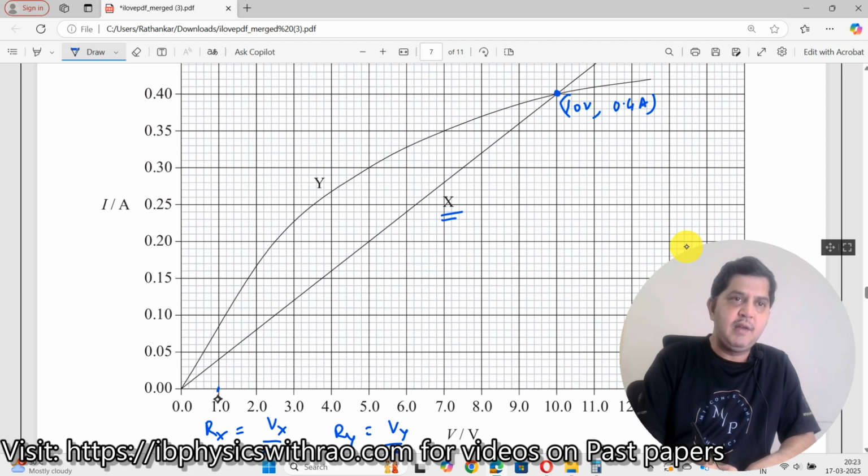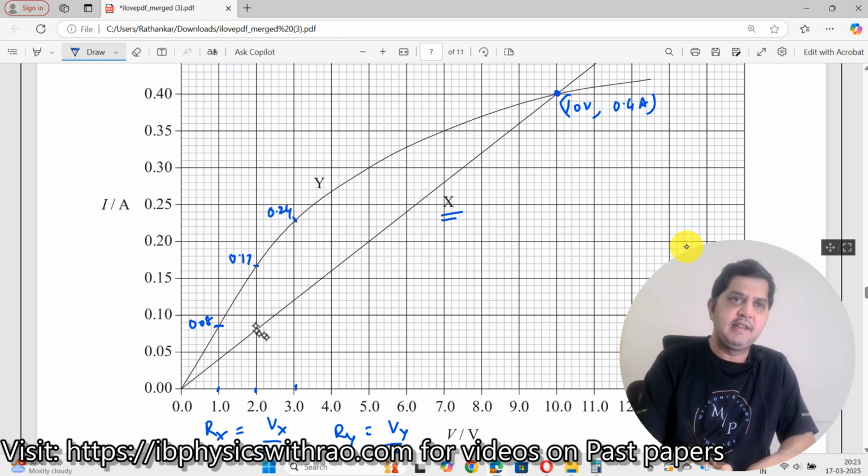For V equal to 1 volt, current equal to how much? Current is around 0.08 over here. When the voltage is doubled, you see the current is around 0.17 over here. When the voltage is tripled, then what will happen? See here, the current is seen to be 0.20, 0.24, right?